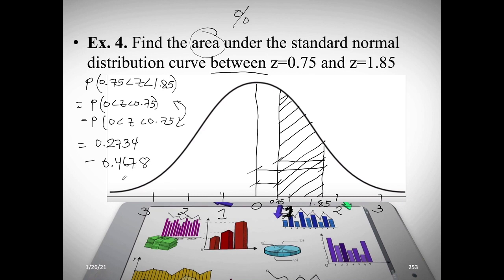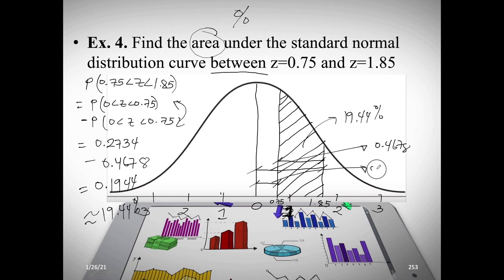So, 0.4678 minus 0.2734 is equivalent to 0.1944, or in percentage, 19.44%. Meaning to say, this area is 19.44%. I hope nakuha ninyo. This line earlier, para malinaw, is equivalent to 0.4678, and this other line is equivalent to 0.2734. We subtracted, so we got their difference, which is 19.44%. Ganoon lang naman si standard normal distribution curve.